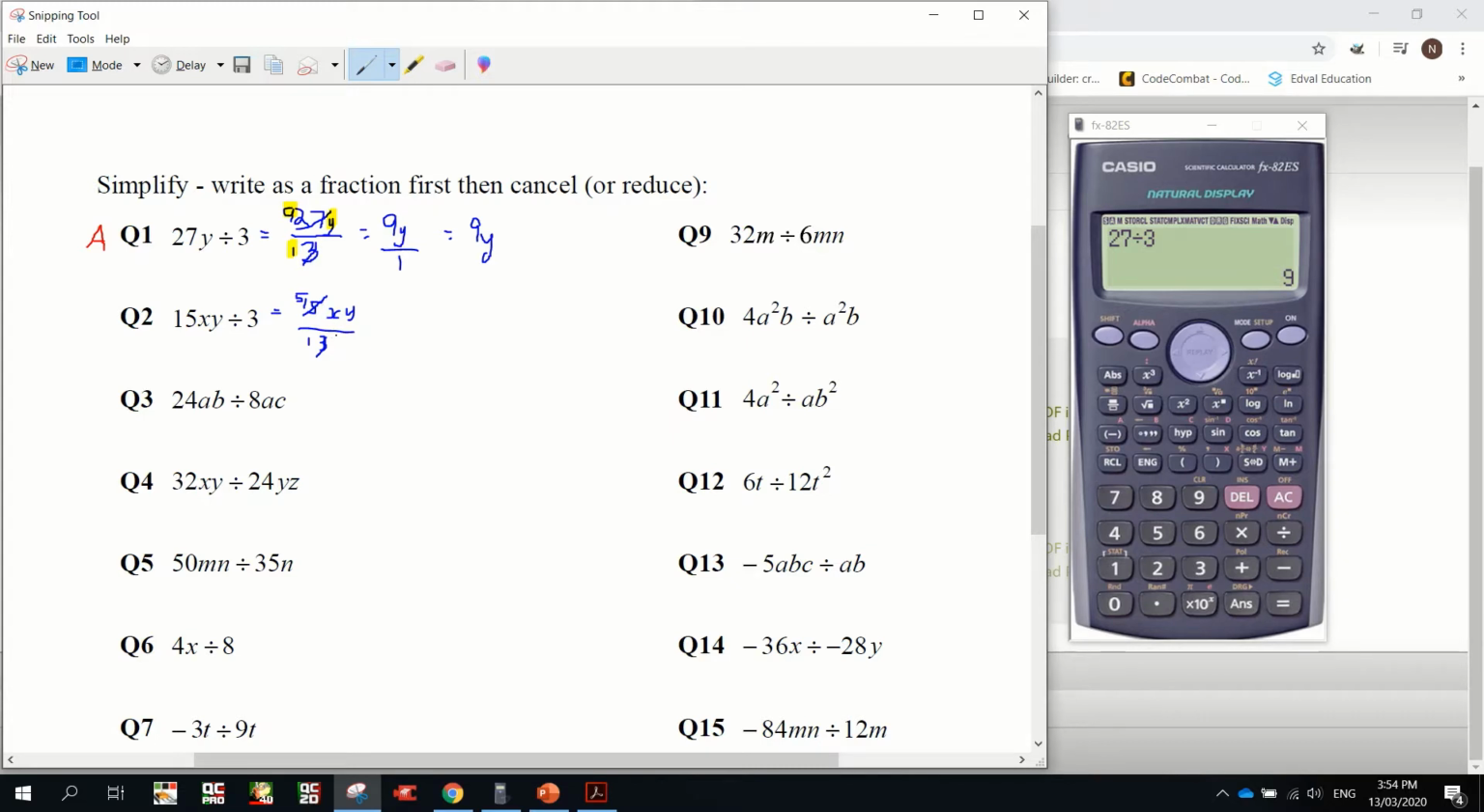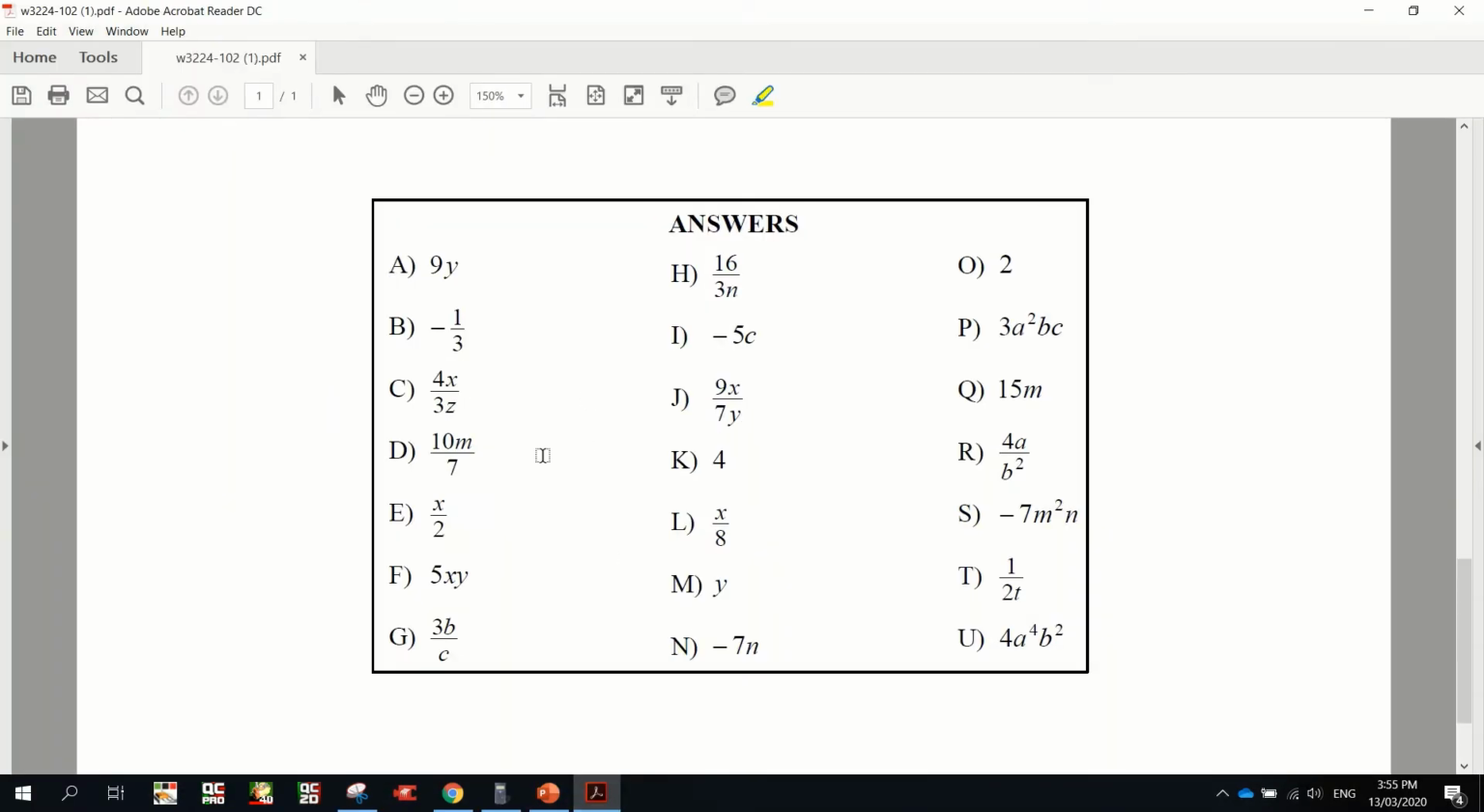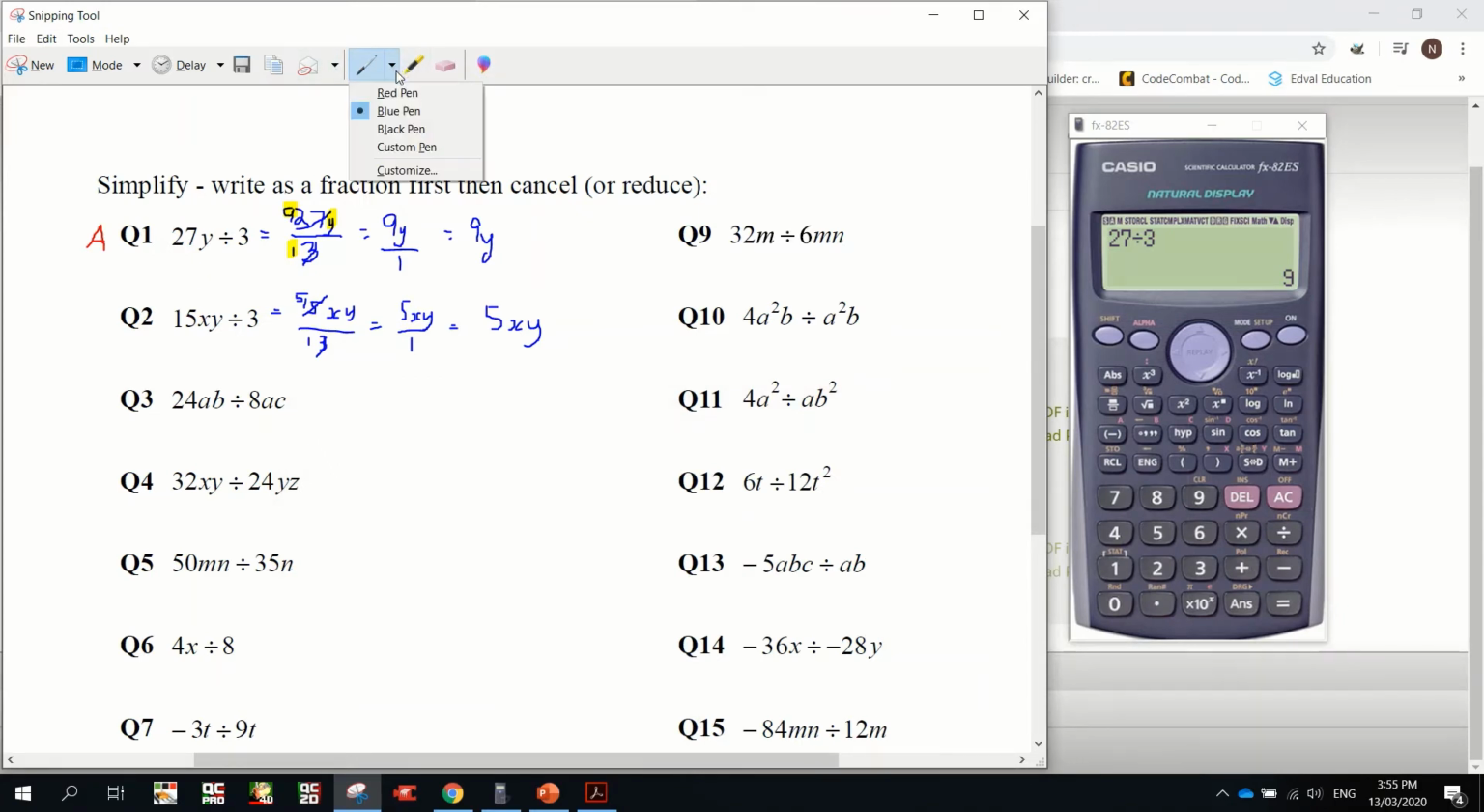Okay, there's no cancelling out because there's no letters in the bottom, so we are left with the 5, the x and the y, and over 1, and again anything divided by 1 is itself, so 5xy. Let's check if that's an answer. 5xy, there it is, F. Alright, next one.